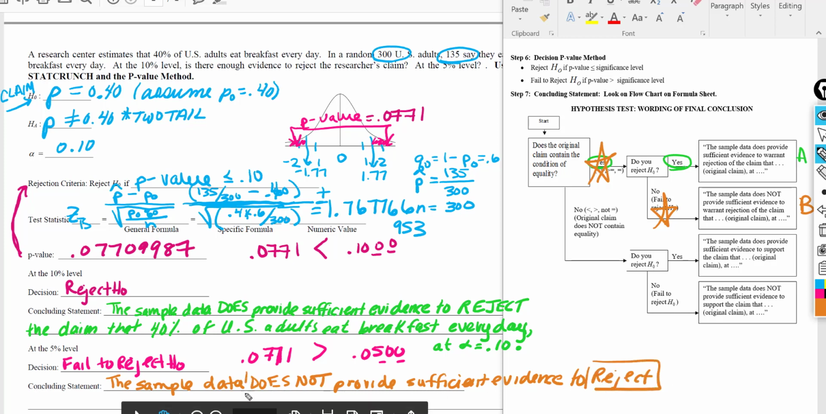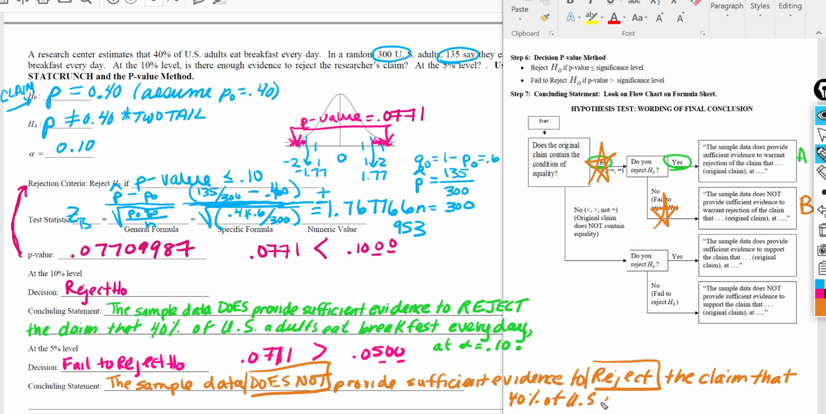Remember, so it does not provide sufficient evidence to reject the claim that 40% of U.S. adults eat breakfast every day at alpha equals 0.05.